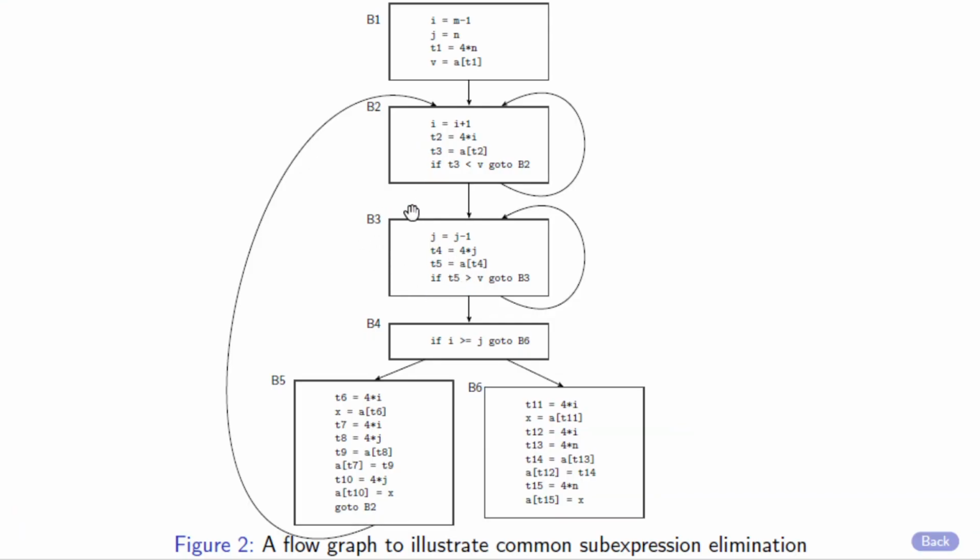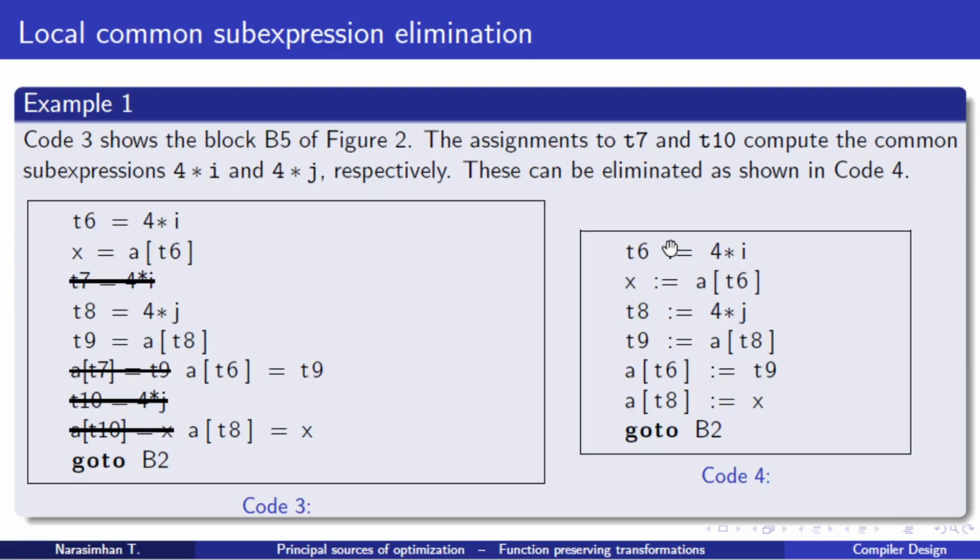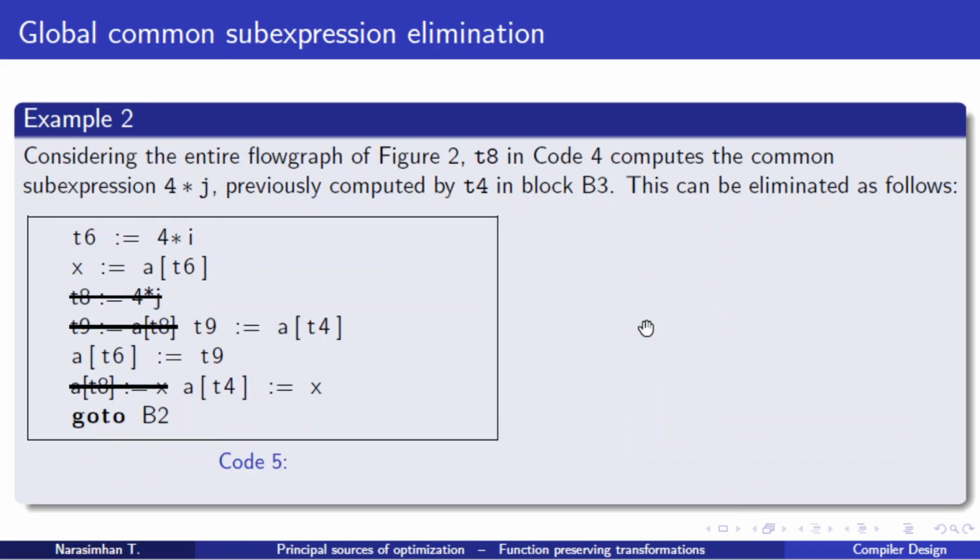Here in block B3 you find that 4 star j is already computed. That means 4 star j is a common sub-expression. In block B3, T4 is holding the value of 4 star j. In the previous code, this T8 can now be replaced with T4. Let us do that. You remove the variable T8 and use T4 in its place. This statement is going to become D9 equal to A of T4 and this will be written as A of T4 equal to X.